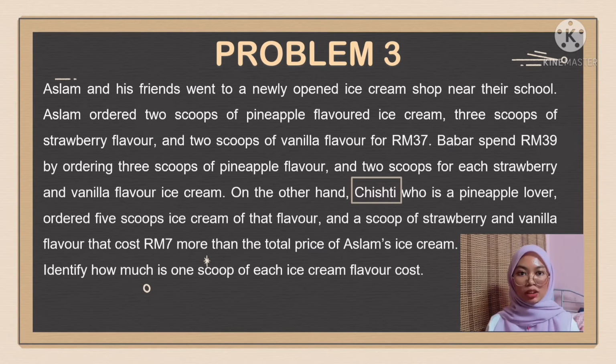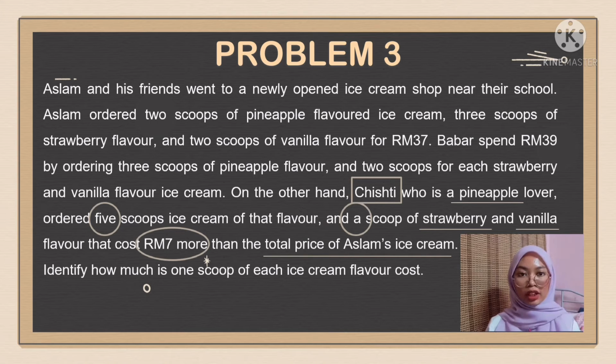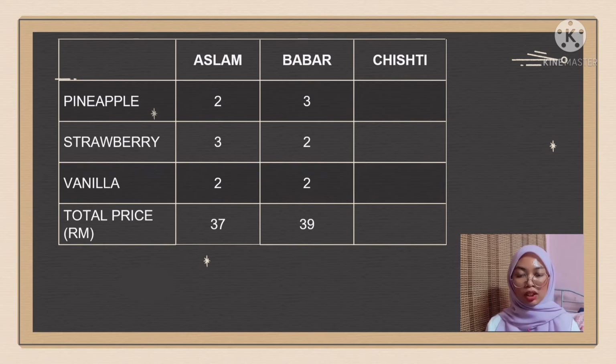Okay, the last one. Kisti, who is a pineapple lover, ordered 5 scoops of ice cream of that flavor and a scoop each of strawberry and vanilla flavor that cost RM7 more than the total price of Aslam's ice cream. Okay, then place the information in this table. 5 pineapple, also 1 for each strawberry and vanilla.